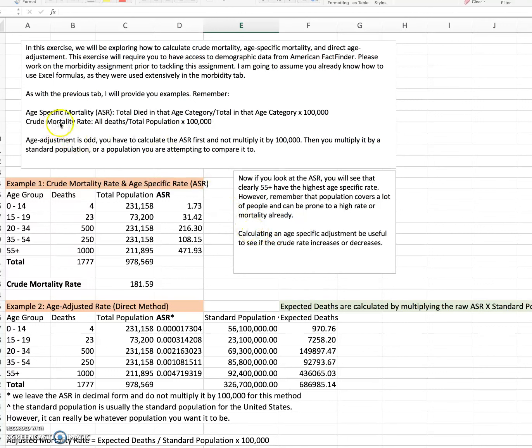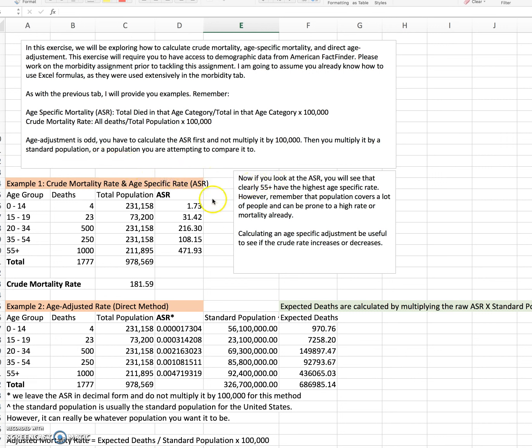Remember, age-specific mortality is ASR. That's the total number died in each category divided by the total in that age category times 100,000. Whereas the crude mortality rate is all deaths over the total population times 100,000. Age adjustment is odd. You have to calculate the ASR first and not multiply it by 100,000. Then you multiply that by a standard population, or a population that you are attempting to compare it to.